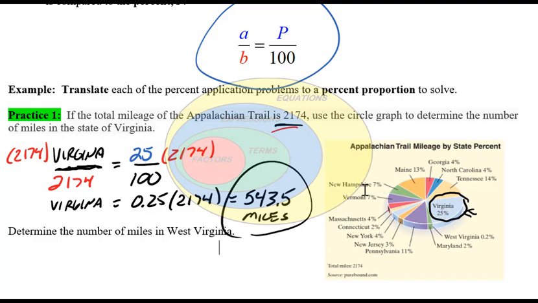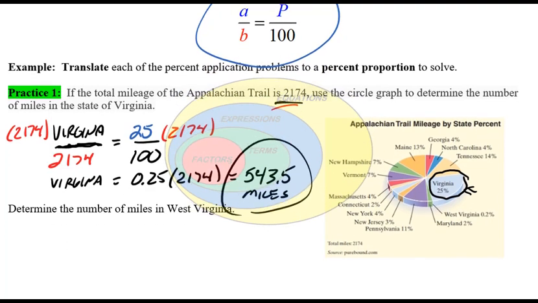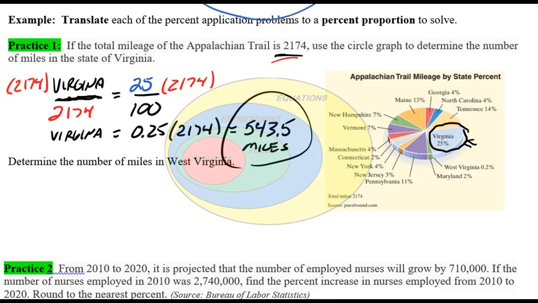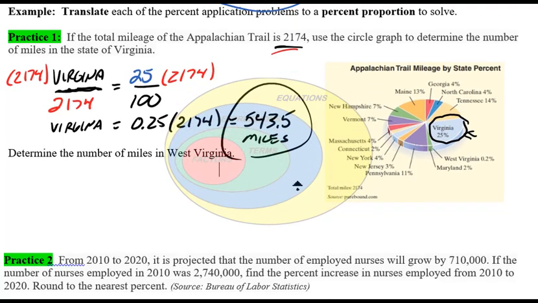Okay, so again, now that we have the idea that the percent represents the miles, let's determine the number of miles in West Virginia. If you notice, West Virginia is very small. It only has 0.2%. So West Virginia, compared to the whole length, 2174, is going to be 0.2 over 100.